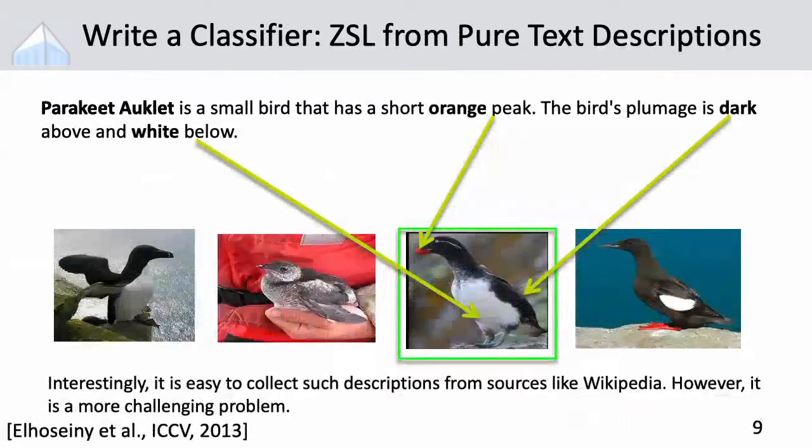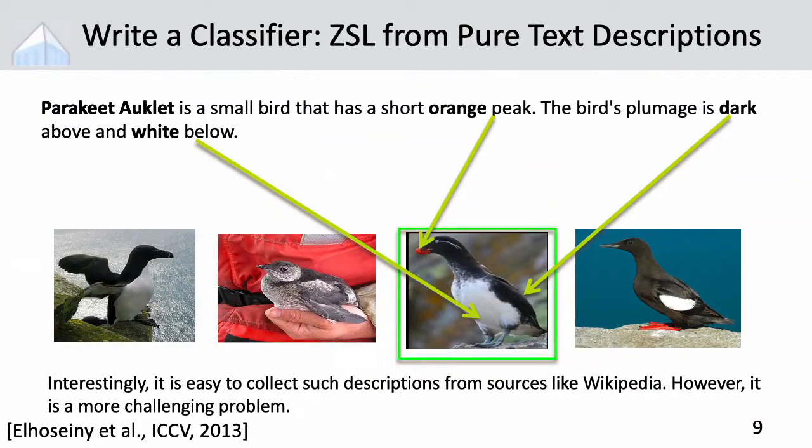So in 2013, about 6 years ago, my colleagues and I, my advisor Professor Ahmed Elgammal at Rutgers, developed an approach that enabled zero-shot classification from language descriptions that may come from Wikipedia, let's say.